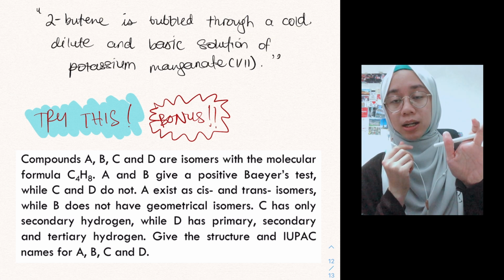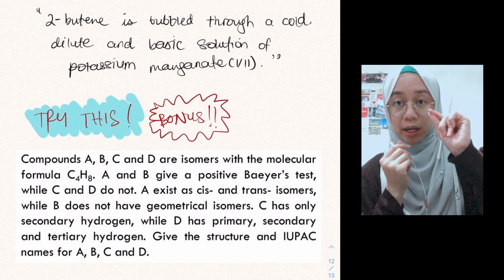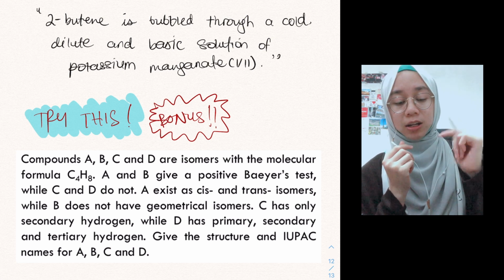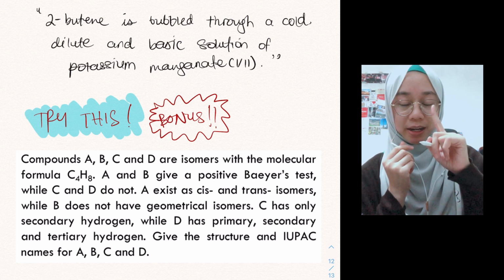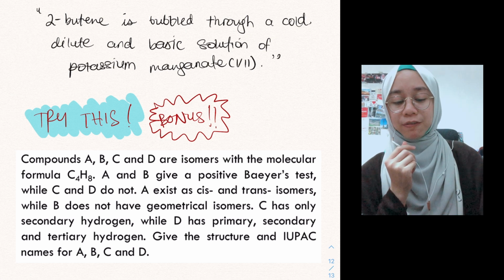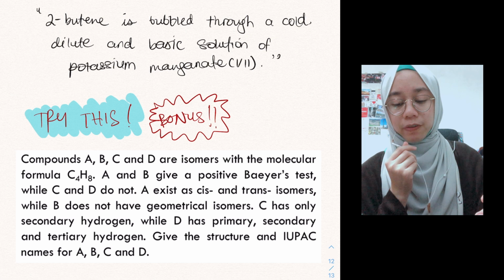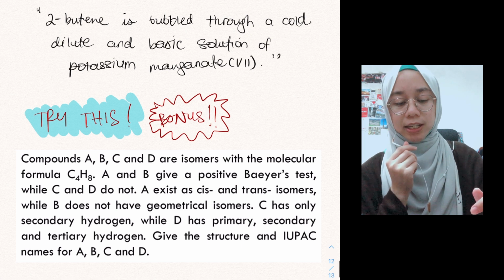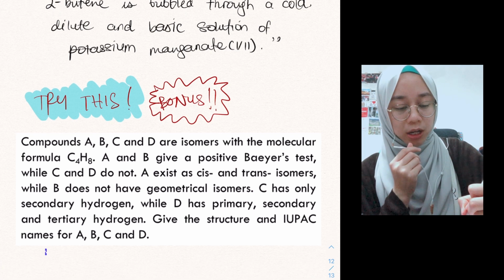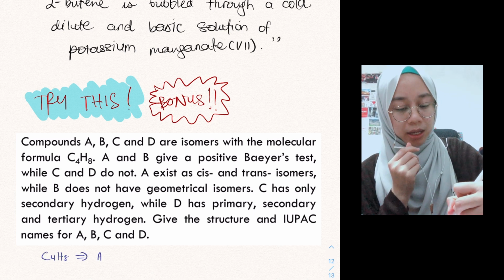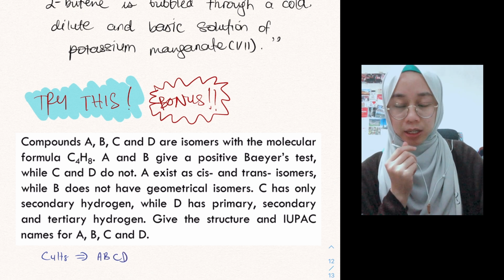So tips dia adalah kelas baca satu-satu, extract keluar info yang ada one by one. Okay, so apa yang ada kat sini, Miss tolong yang pertama aja. So you are given compound A, B, C, D. So A, B, C, D ni isomer, okay, with a molecular formula of C4H8. Okay, so keluarkanlah info C4H8. Okay, kita ada A, B, C, D. Tapi A dengan B pula.